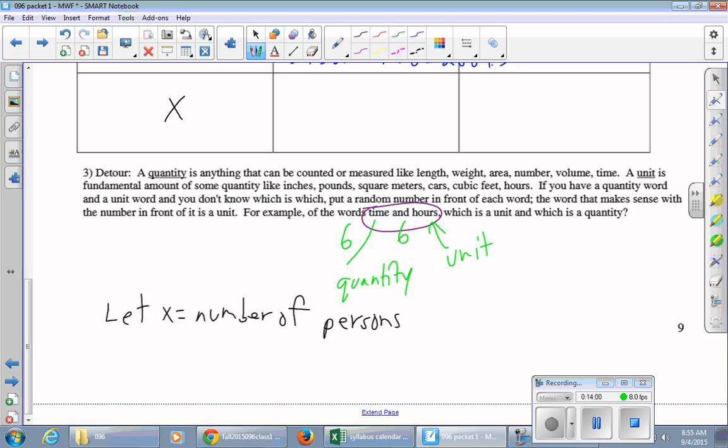And I just want to highlight that we have a quantity word and we have a unit word. Which one of those is the unit word, the one that makes sense when it has a number in front of it? 6 number or 6 persons? Which one makes sense? 6 persons. That makes this our unit word. What's the quantity word? Number. Number is kind of this catch-all quantity word, but you'll note that it is up there in our list of some quantity words.